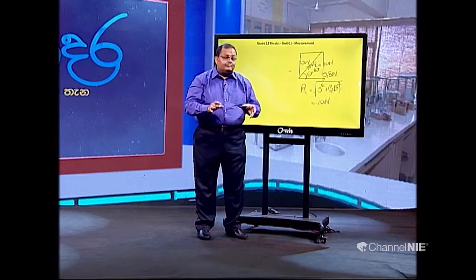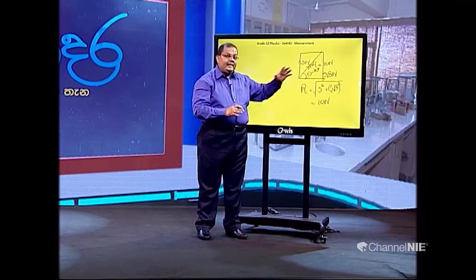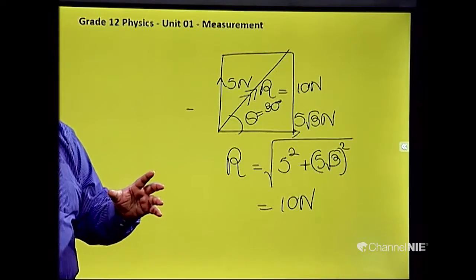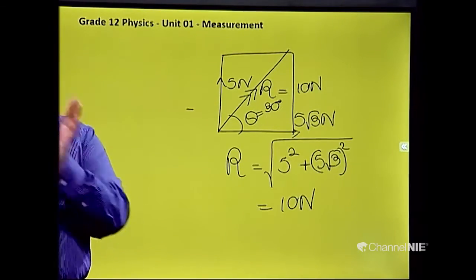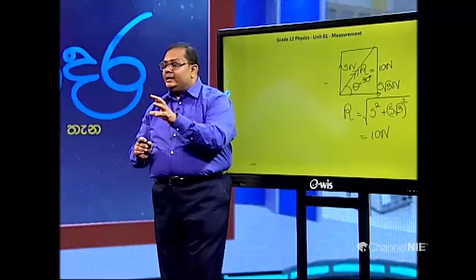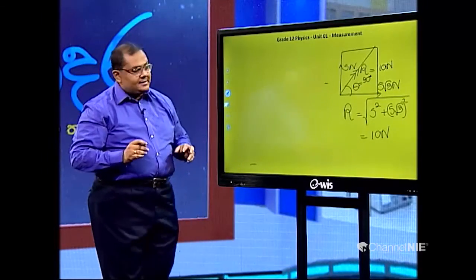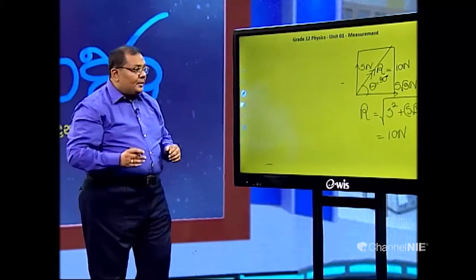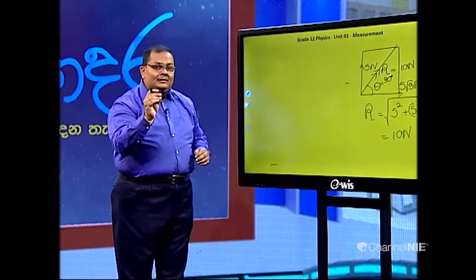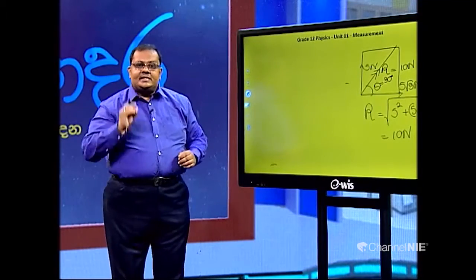Vector components. That means the same vector we can write using two directions, two parts. Those are known as vector components. Then how do you find that? We need only O-level sin theta, cos theta principle only.